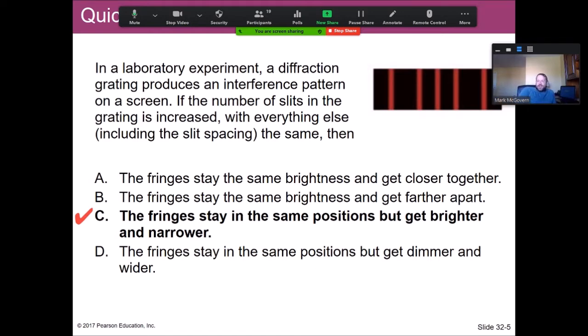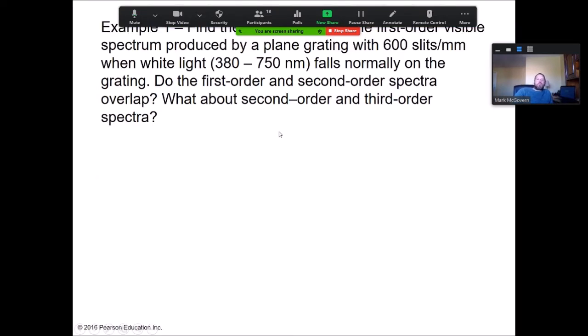Yeah, the fringes don't change, because the fringe positions change based on one of two things: wavelength differences or slit spacing. Right? It's d sine theta equals m lambda. If we increase the number of slits, you still have the same situation there. All right, great.